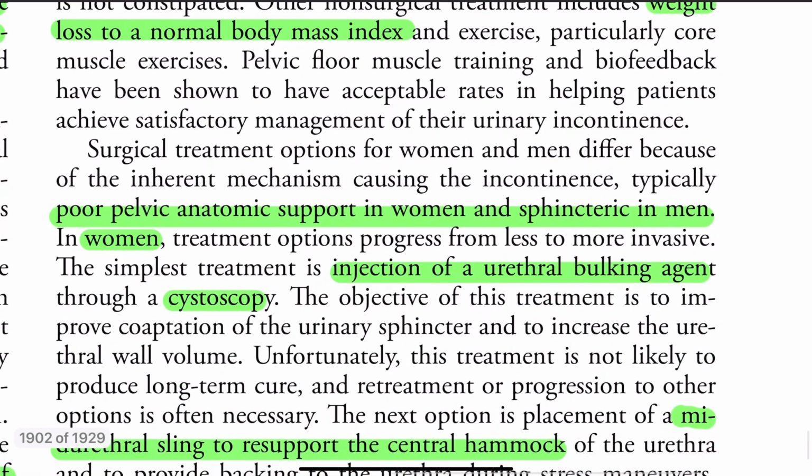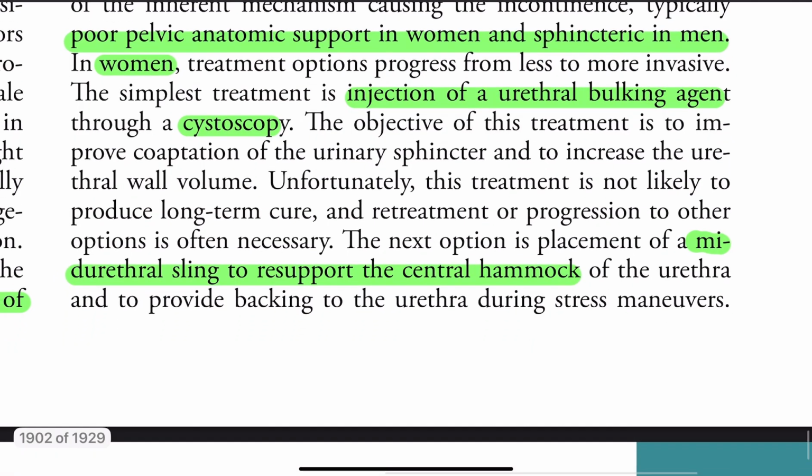Stress incontinence is typically due to poor pelvic anatomic support in females and sphincter deficiency in men. In females, you can give an injection of urethral bulking agent, the simplest treatment, through cystoscopy. Next, the mid urethral sling to support the central hammock.